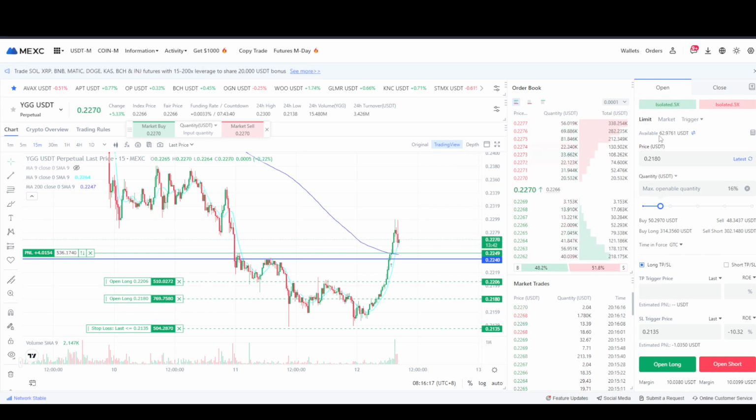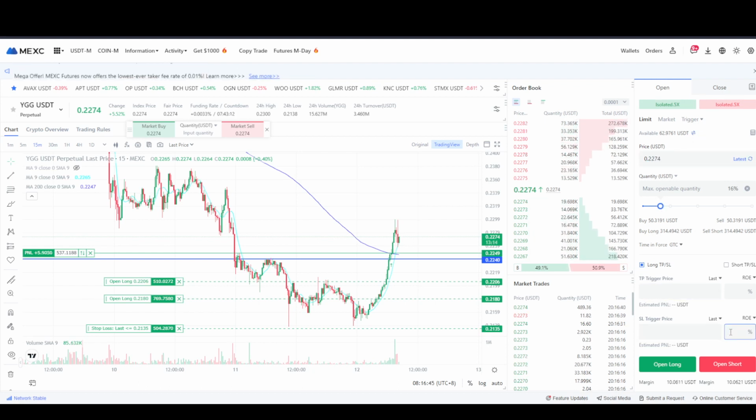So for this example, let's go ahead and enter again some more money right here. Looks like it may possibly be bouncing off of the, I believe this is the 9MA. And yes, it is a 9MA. So let's go ahead and do the latest price. Of course, I do have my stop loss.